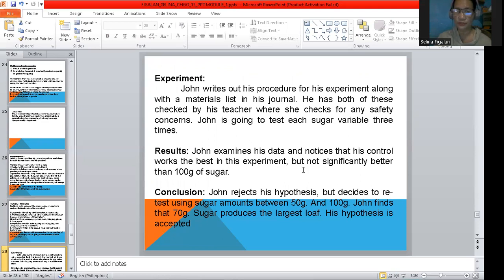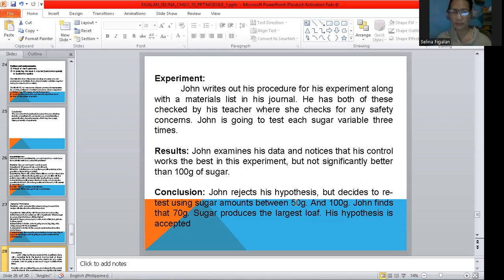Tapos, the result, ano yung result? John examines his data and notices that his control works the best in the experiment but not significantly better than 100 grams of sugar. So, yun yung result. Okay, ano ba yung sinasabi niyang control group? Dahil ang kanyang lola ay gumagamit ng 50 grams. So, mas maganda pala ang kinalalabasan ng experiment niya sa 100 grams na sugar.